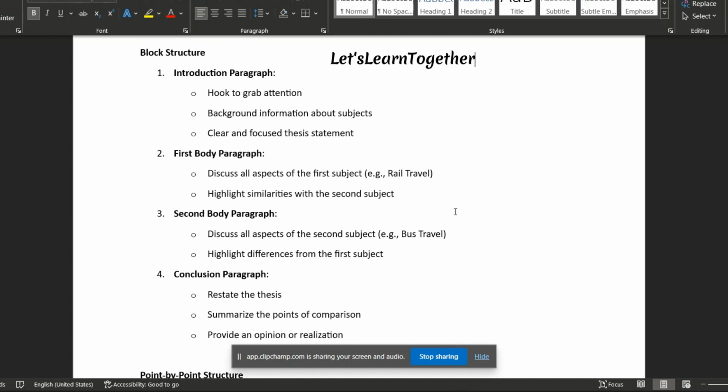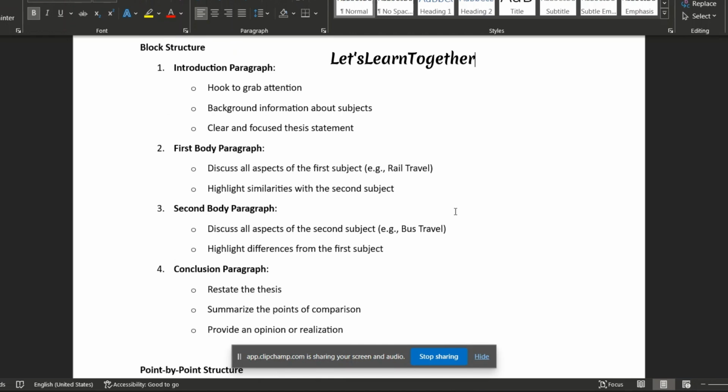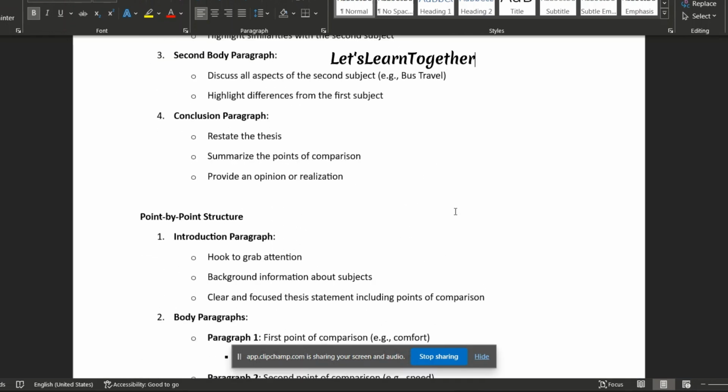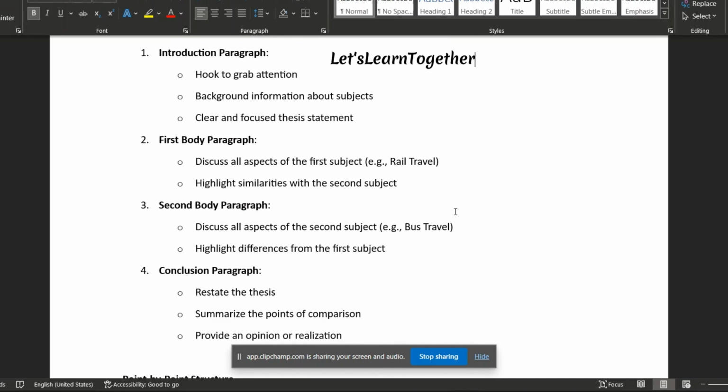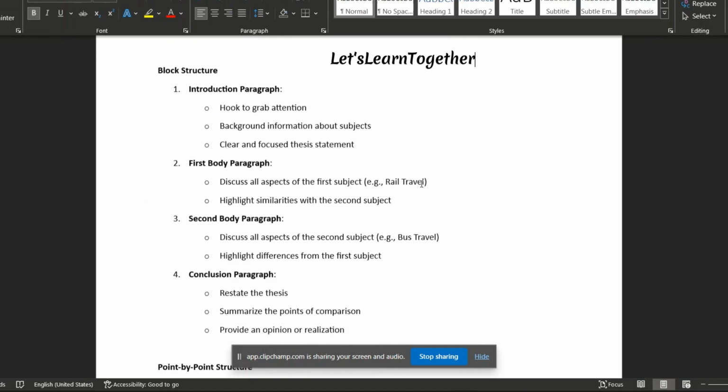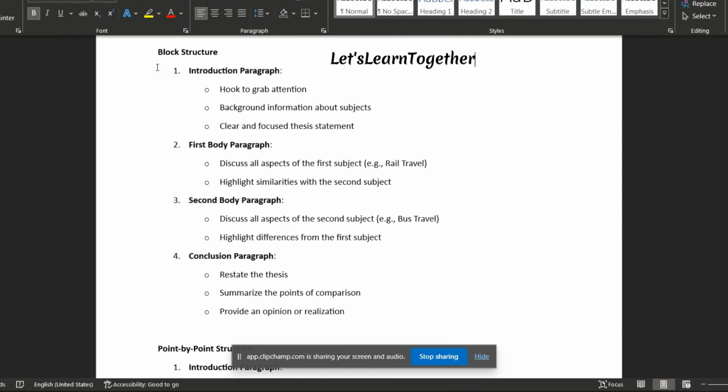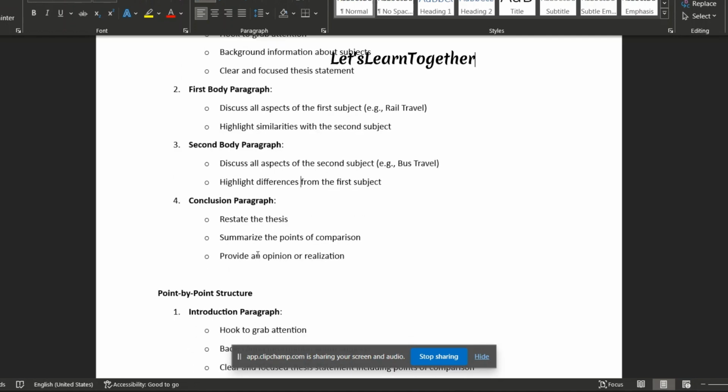Look here, I have tried to show you the block structure and the point by point structure of the essay in a sequence, so that it's easier for you to understand. All right, so in the block structure, in total there will be four paragraphs. The first paragraph will be an introduction paragraph. The next one will be the first body paragraph that will talk about, in short, the similarities of the subjects that you have chosen, and the second body paragraph will talk about the differences of the two subjects, and in the last, the conclusion.